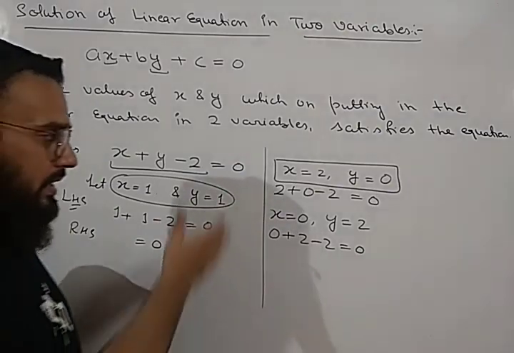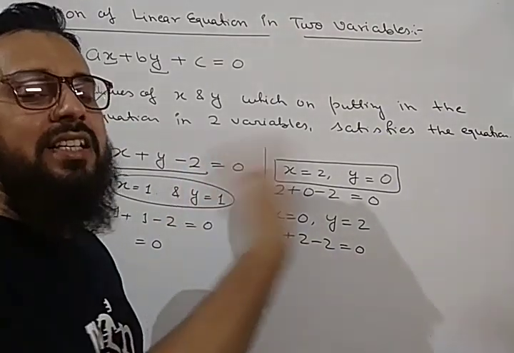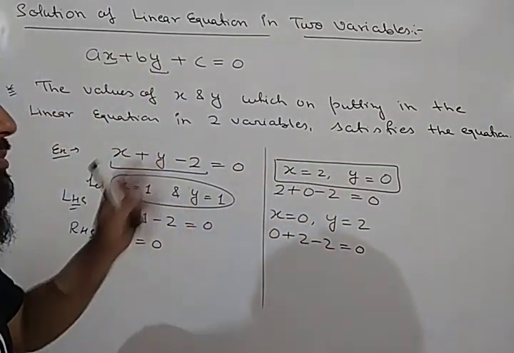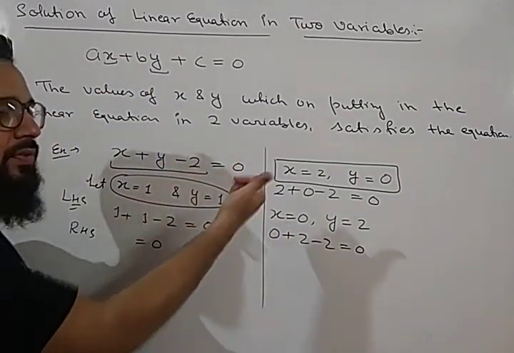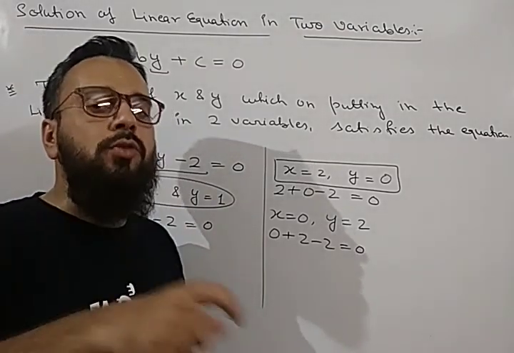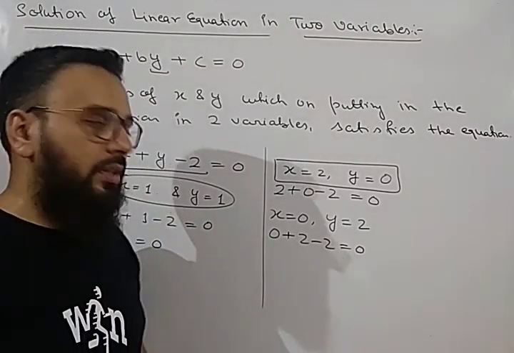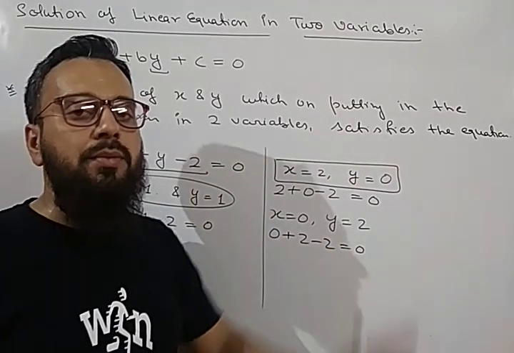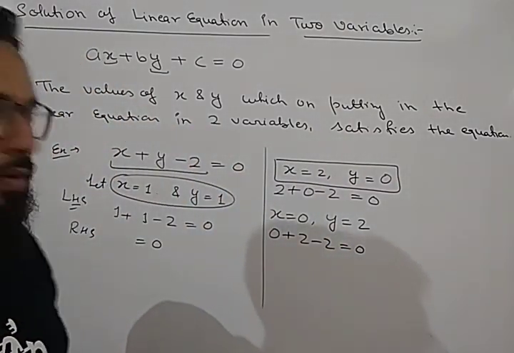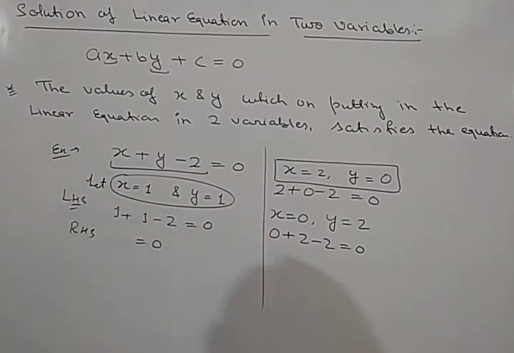So in this way there will be many solutions, or we can say infinite solutions. Infinite values can be there. If we take any value of x, then with respect to that x we can get another value of y, and that's why there will be an infinite number of solutions of a single linear equation. Okay, so note it down.